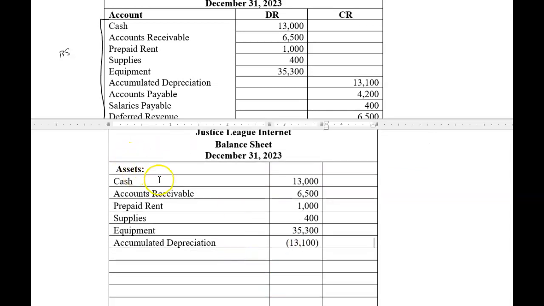So you're going to go in and you're going to record your assets. You're going to show that depreciation reducing your overall assets. Do not show it as a liability. A lot of people grab it as a liability. It's not. It's a contra asset, so it needs to go in your assets.